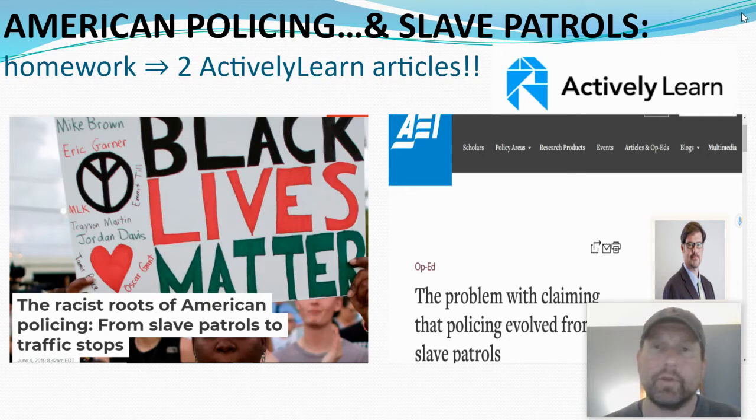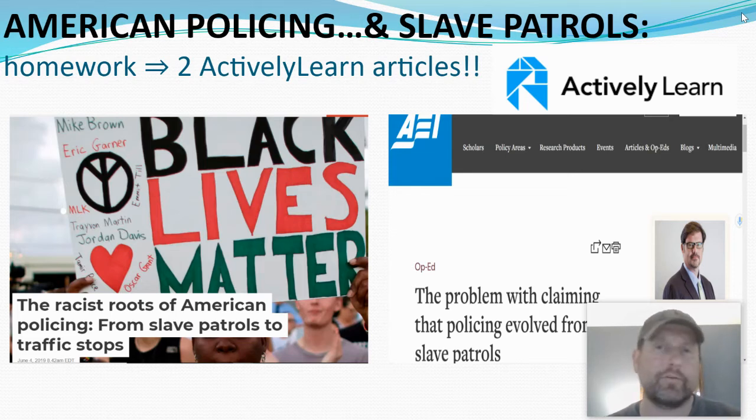That American policing in the South was born from slave patrols designed to track down runaway slaves and exert control over the slave population in favor of slaveholder and plantation policy.